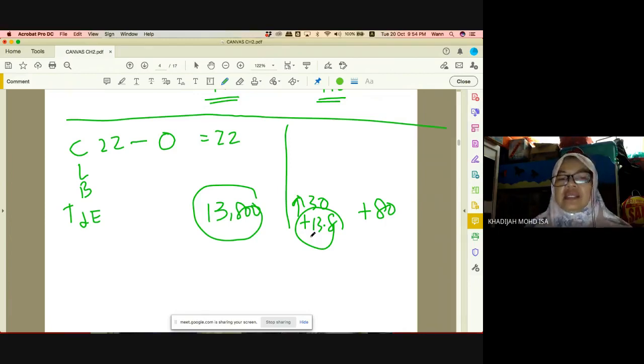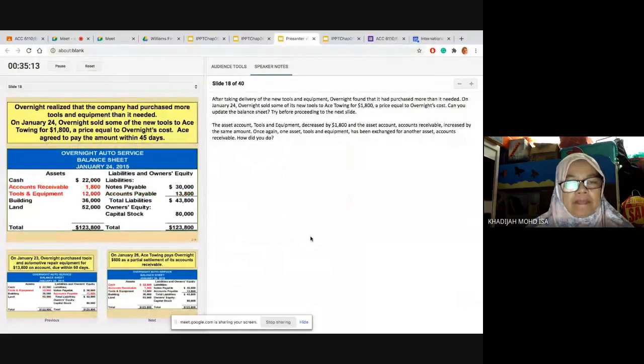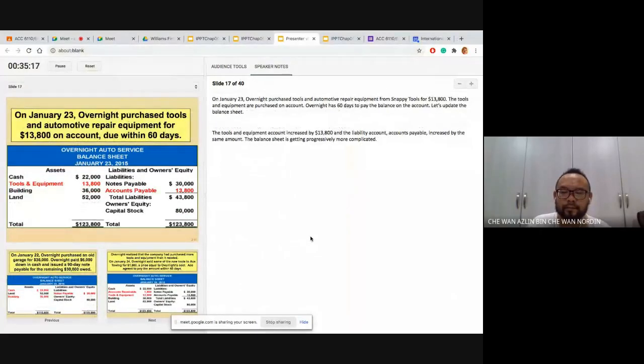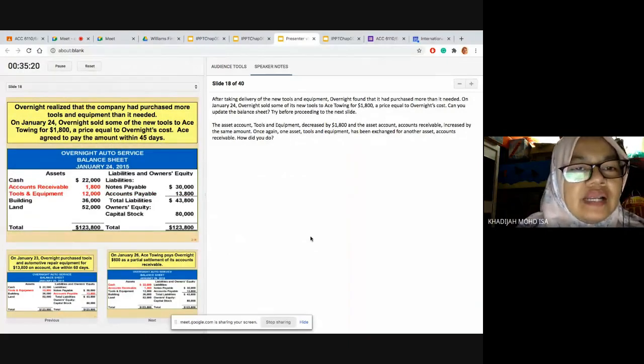Can you see? So here you have an increase in cash, an increase in asset in the form of tools and equipment, but you also have an increase in liability in the form of accounts payable. Okay. So far so good? InsyaAllah. Next, another one is that overnight realized that the company had purchased more tools and equipment.